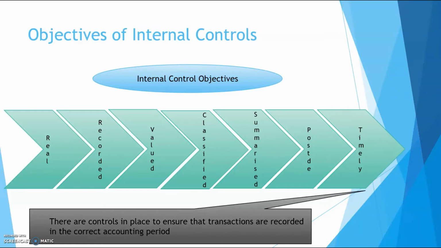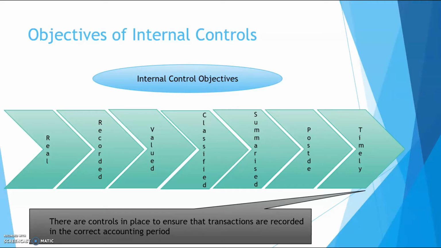And timely. There are controls in place to ensure that transactions are recorded in the correct accounting period. So this is really important around the end of financial year, and sometimes it's month end or quarter end. Why is that important? Obviously for listed companies, there's reporting pressure from the market, but also you've got to think of lots of businesses, say car dealerships, will be incentivized based on quarterly or annual targets.